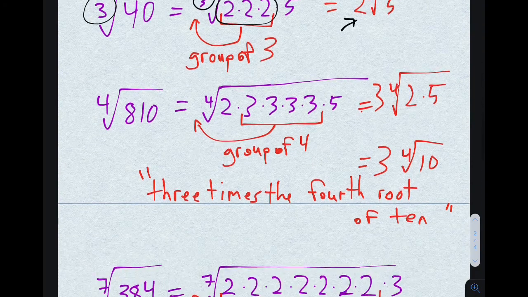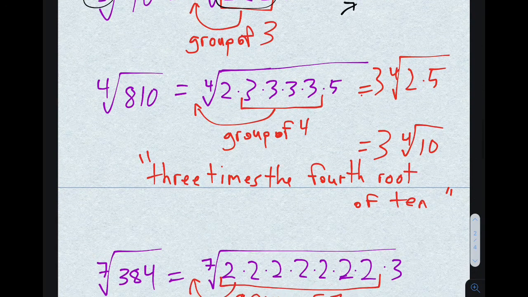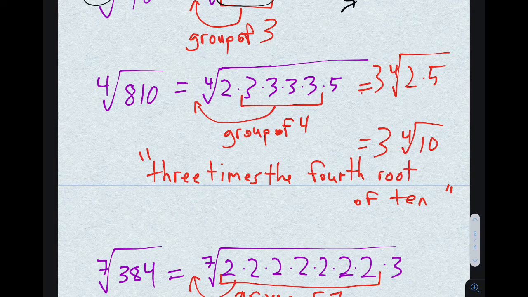If we have the 4th root of 810, these are just numbers that are selected at random. Factor 810, that's 2 times 3 times 3 times 3 times 3 times 5. We need a group of 4 in order to break anything out under that radical. So this group of 4, 1, 2, 3, 4, 3s, can come outside and move over there. What's left behind is that 2 and that 5, so they're under there. We simplify, 2 times 5 is 10, so our answer would be 3 times the 4th root of 10. I wrote this out here in quotations just because it's helpful to know how to say it, not just how to write it.